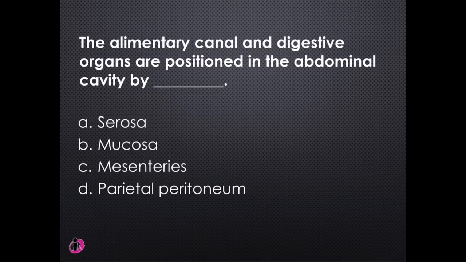Alright, so let's check this question on here. The gastrointestinal tract and the digestive organs are positioned in the abdominal cavity by what? Can you remind me, please? What is going to be the name of those visceral layers of the different parts of the peritoneum that will keep the abdominal organs attached together and attached to the wall of the abdomen? Those are called my mesenteries. Exactly.